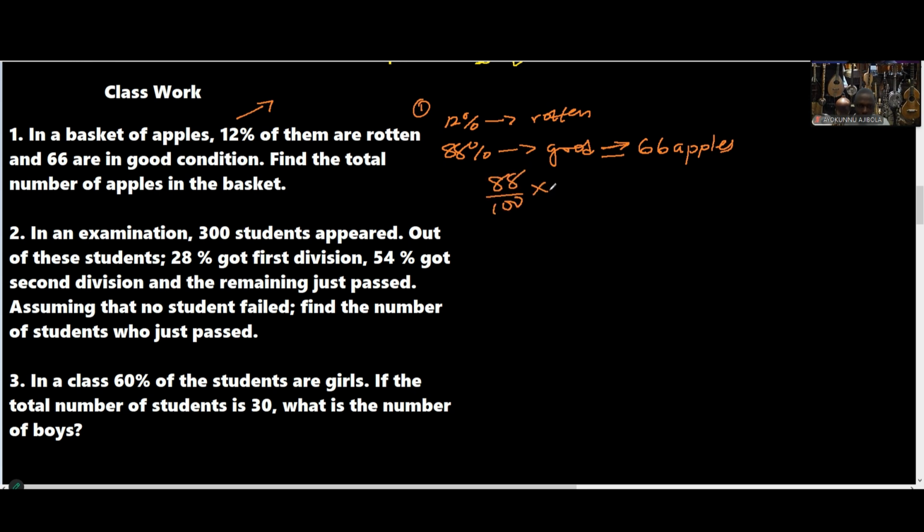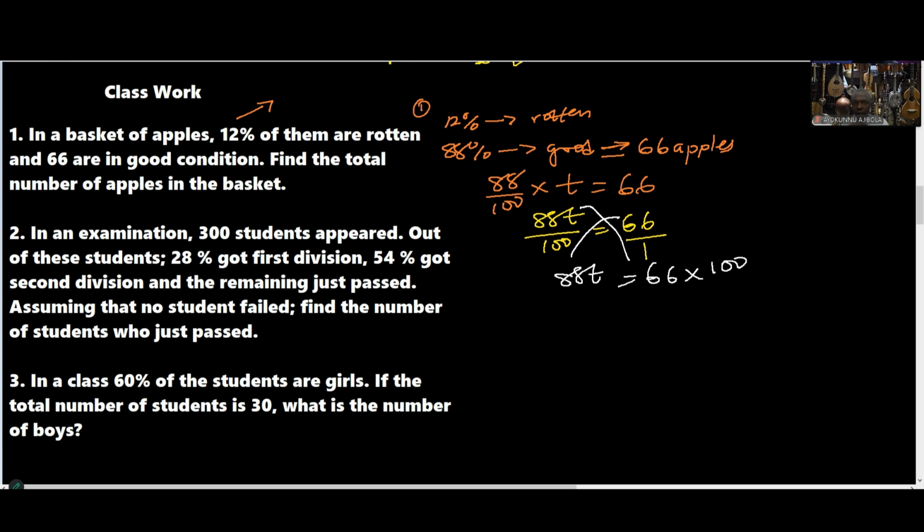88% of the total is equal to what? 66 apples. So we need to find the total. 88 times t is 88t over 100, equal to 66. So we can cross multiply again. 1 times 88t and 100 times 66. So 88t times 1, that is 88t. Then 66 times 100.